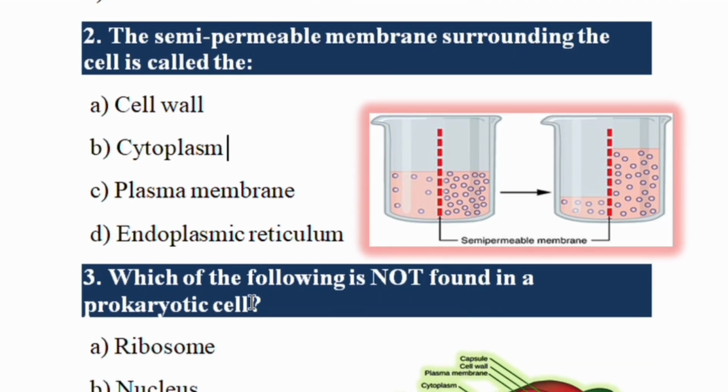Which of the following is not found in a prokaryotic cell? Ribosomes, nucleus, cell membrane, cytoplasm. All are found in a prokaryotic cell except the nucleus. A well-defined nucleus is not found in a prokaryotic cell.